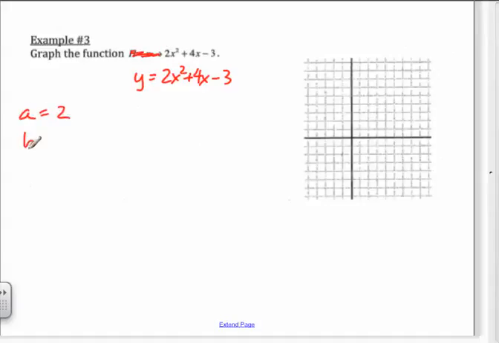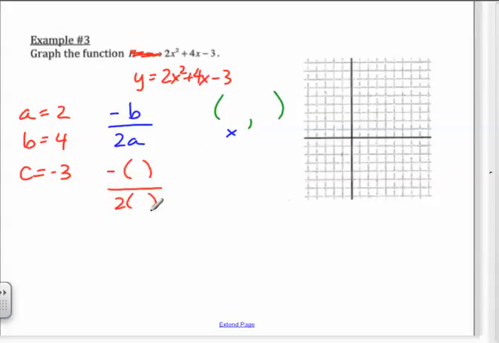Y equals 2x squared plus 4x minus 3. A equals 2, B equals 4, C equals negative 3. First thing I want to do is find the vertex. You have to remember to find the x-coordinate of the vertex first, and you do that by simplifying negative b over 2a. So I'm going to rewrite it with parentheses and then plug in, because that makes sure that I get the signs right. So I plug in 4 for b, and 2 for a. When I simplify, I get negative 4 over 4, which is equal to negative 1. So x is negative 1.